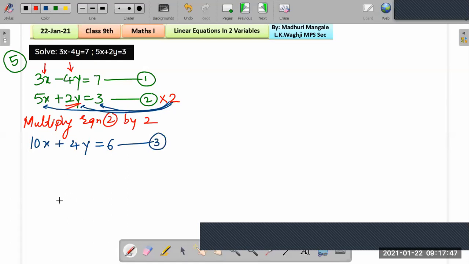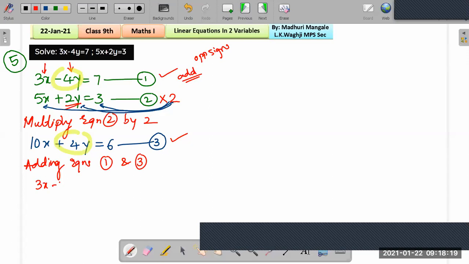And then the second step, should we add or should we subtract? Look at equation 1 and equation 3. The signs, one is minus 4y and the other is plus 4y. What should be done? The signs are opposite and we know opposite signs means add, right? So you need to add. So adding equations 1 and 3. So 3x minus 4y equals to 7 and, remember, this is the third equation, 10x plus 4y equals to 6.